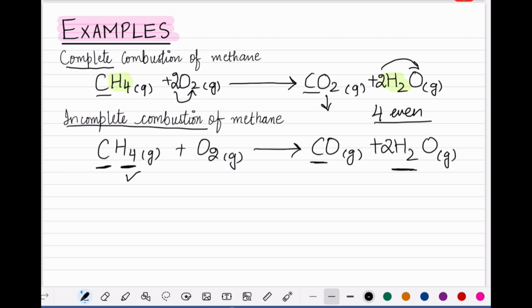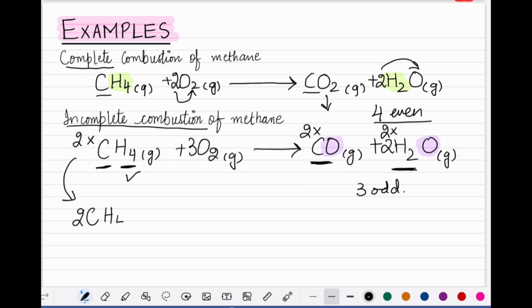Now look for the oxygen on the product side. There are 3 oxygen atoms on the product side, 1 from carbon monoxide and 2 from water. As 3 is an odd number, we will write 3 as it is with the oxygen molecule on the reactant side and multiply rest of the equation with the 2. Now write down the final equation.